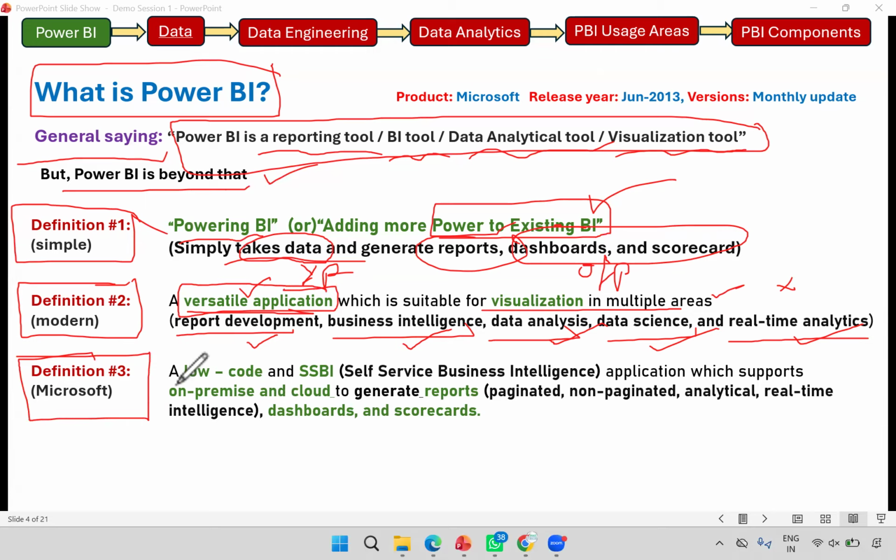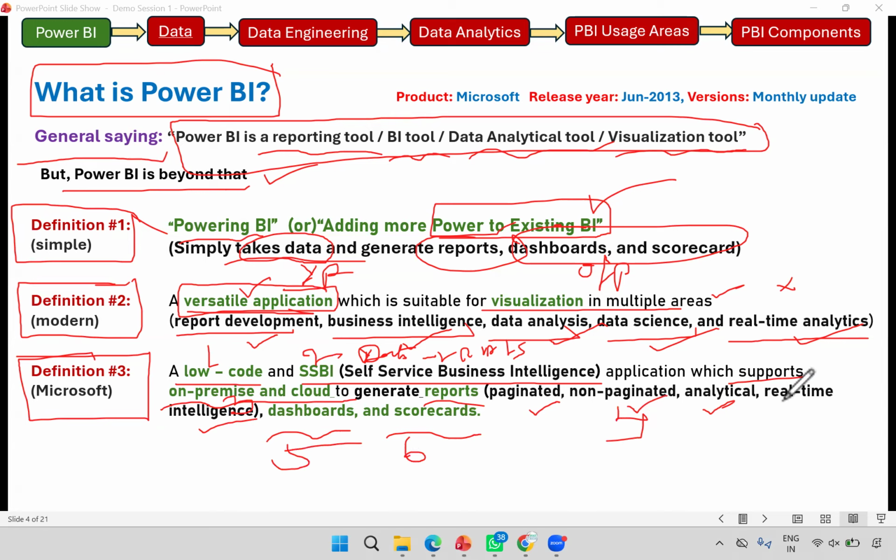Now technically, it's a low-code application. So no need to write much code. Self-service application. End-to-end it will do. It will take data as an input, and finally a report, a dashboard or scorecard it will create. And it supports on-premises and cloud, and generates reports for paginated, non-paginated, analytical, real-time intelligence, followed by dashboards and scorecards. So technical points: low code, self-service, on-premises and cloud, reports, dashboards, scorecards.